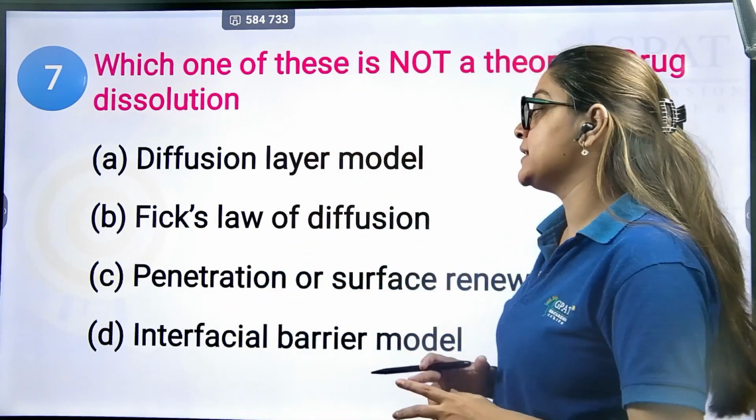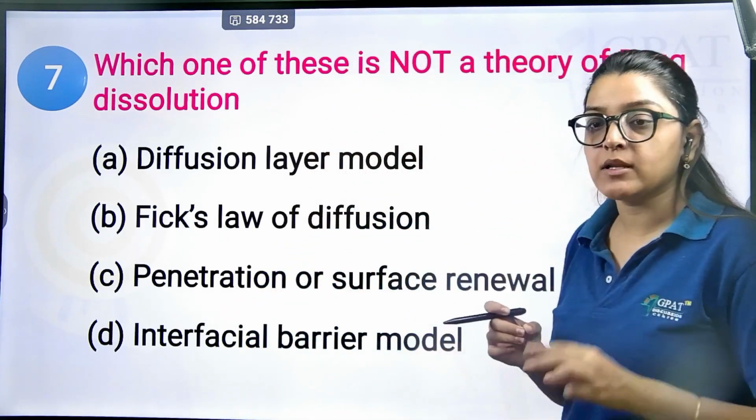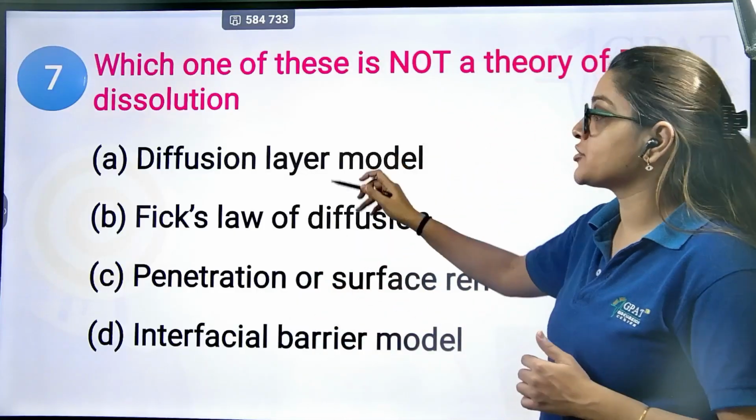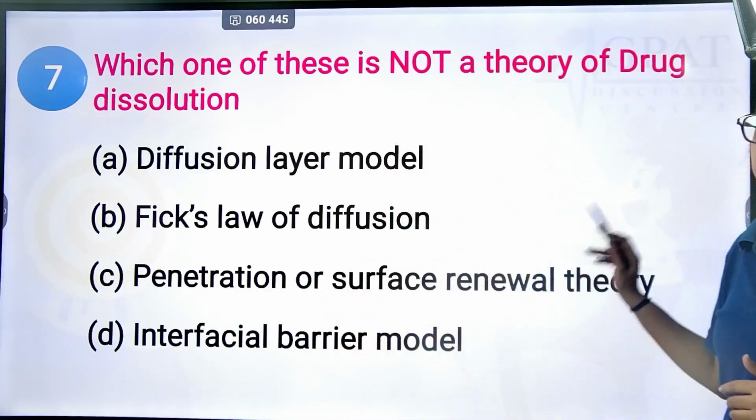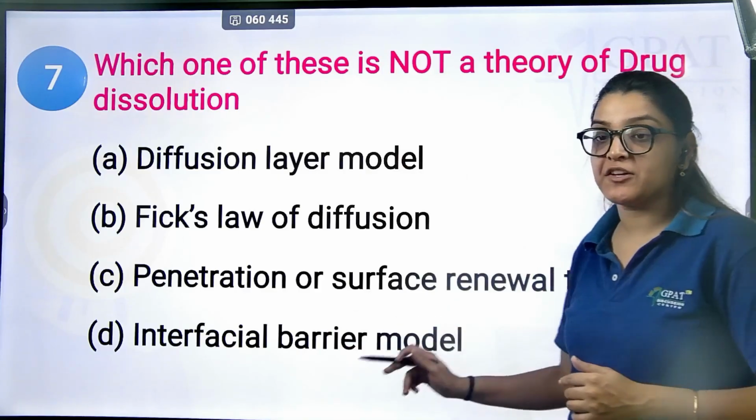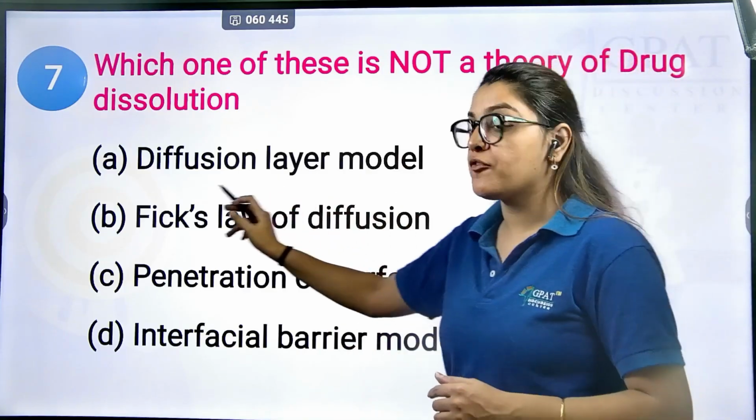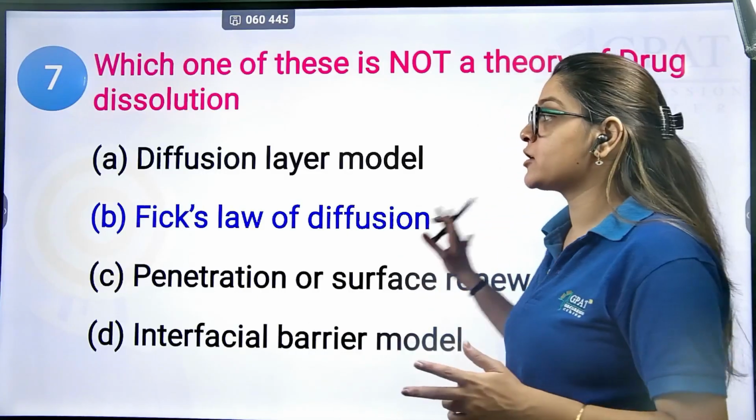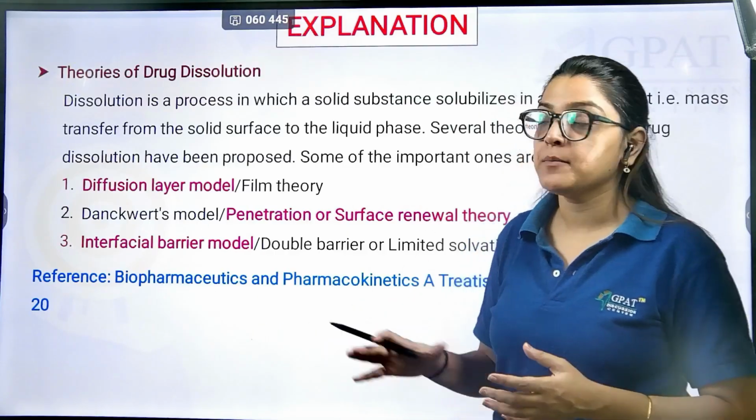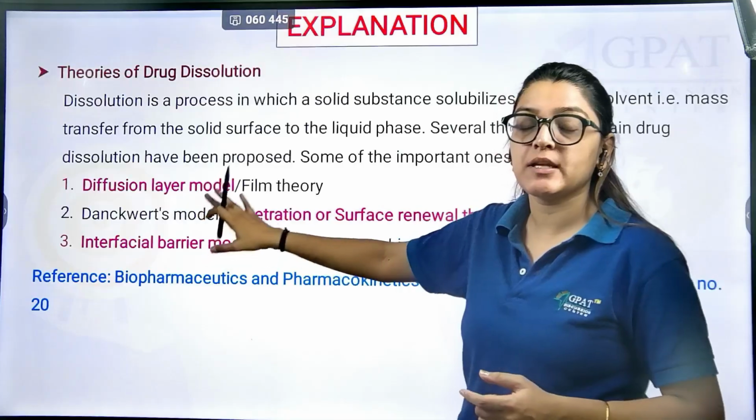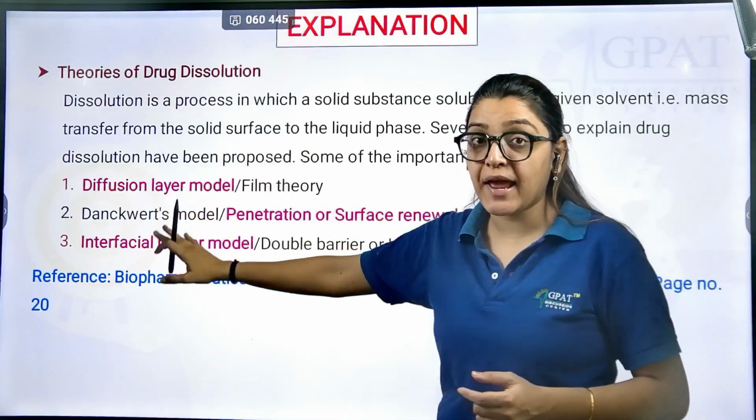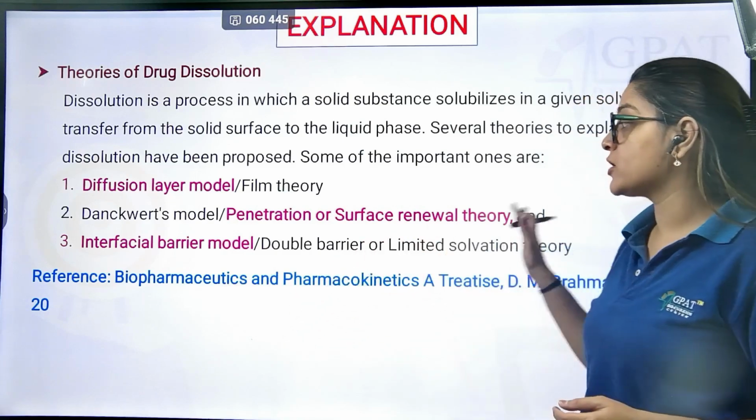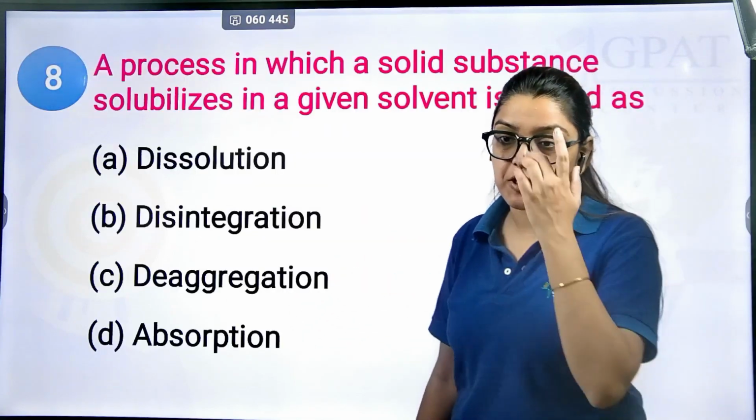Second we have the interfacial barrier model. Third we have the surface renewal theory. So we have three theories: diffusion layer model, penetration or the surface renewal theory, and the interfacial barrier model. So Fick's law of diffusion is not a part of the drug dissolution process. It's a part of the passive diffusion process. Okay. So we have the diffusion layer model or film theory. We have the Danckwerts model or surface renewal or penetration theory, and the interfacial model or the double barrier or limited solvation theory.